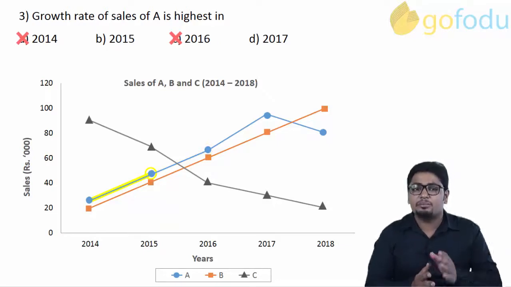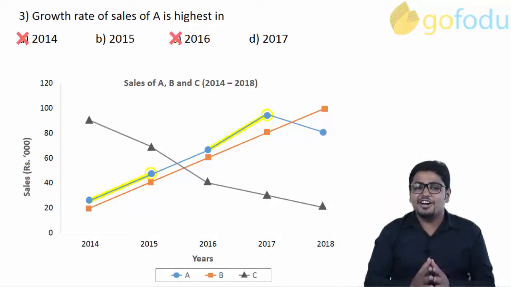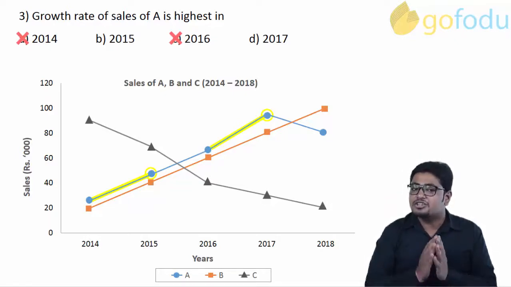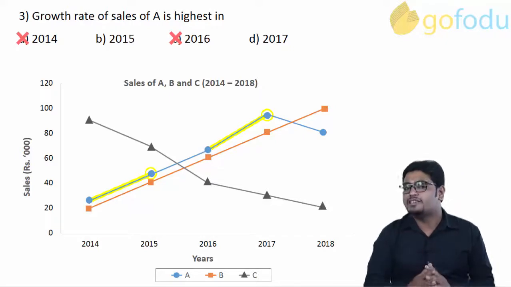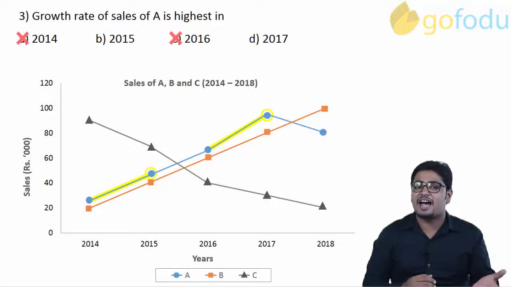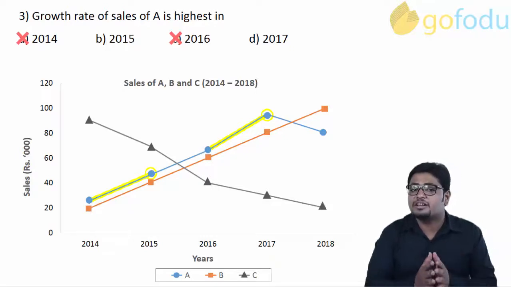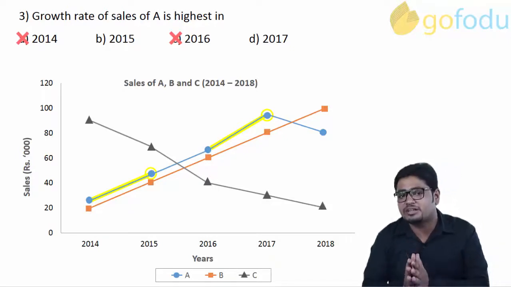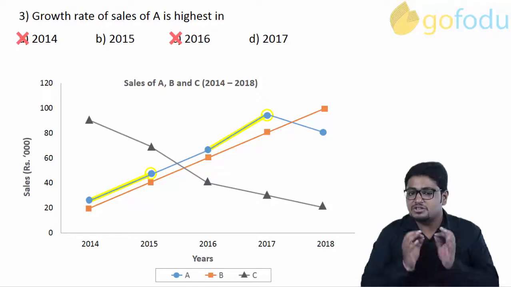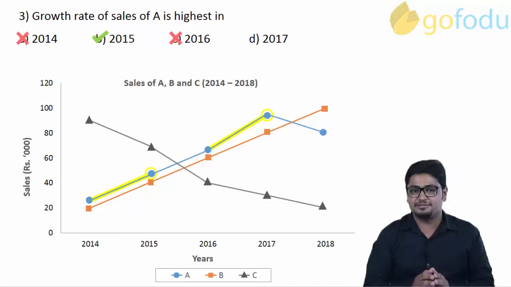Now we just need to compare 2015 and 2017. Here we can easily observe that there is not much difference between the slopes of these two lines. But if we look at the base of both the lines, for 2015 it's much less than the base for 2017. So it's understood that the growth rate for 2015 will definitely be greater than that in 2017. So the answer will be option B, 2015.